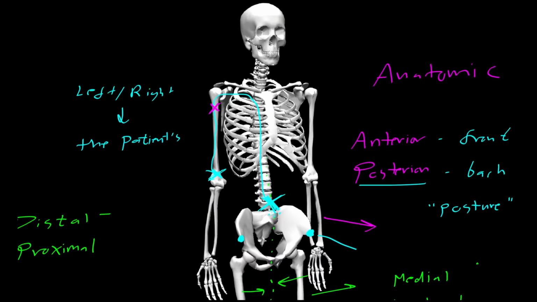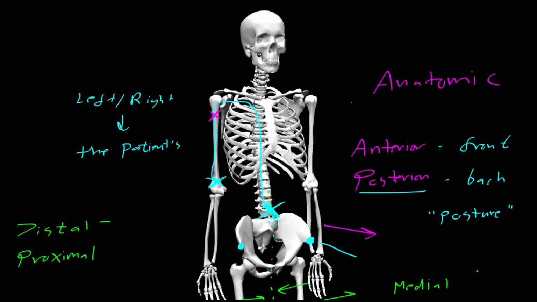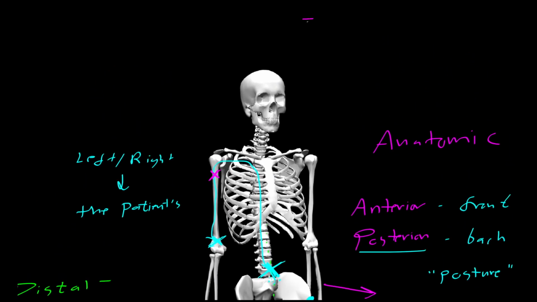One more set you'll often see is inferior and superior. Let me write that down. Inferior and superior. Inferior means further down, further down the skeleton, and superior means further up.